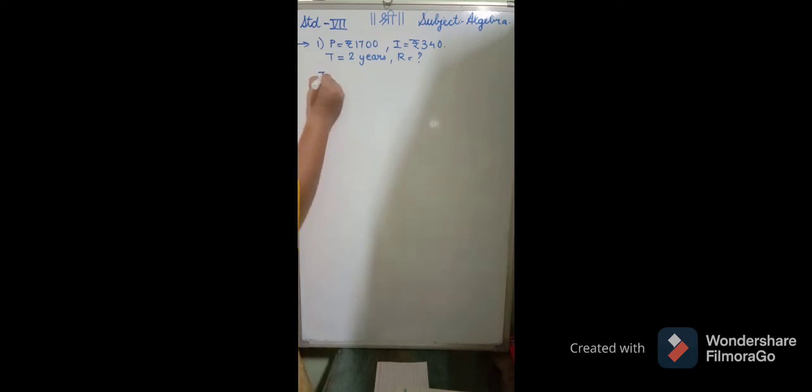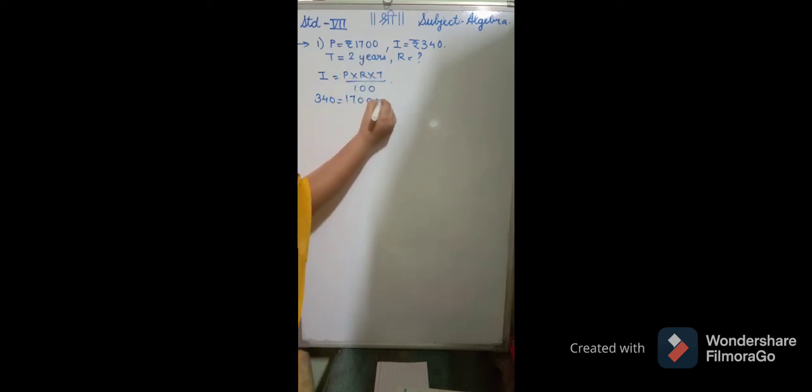Now by using the simple interest formula, I is equal to what? P into R into T upon 100. Now we'll substitute the values of the variables. I, they have given us 340. P, 1700. R we don't know, so write it as it is.